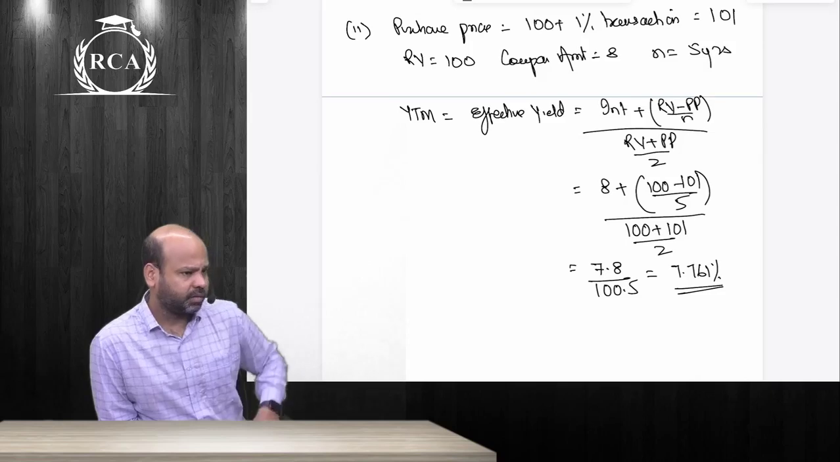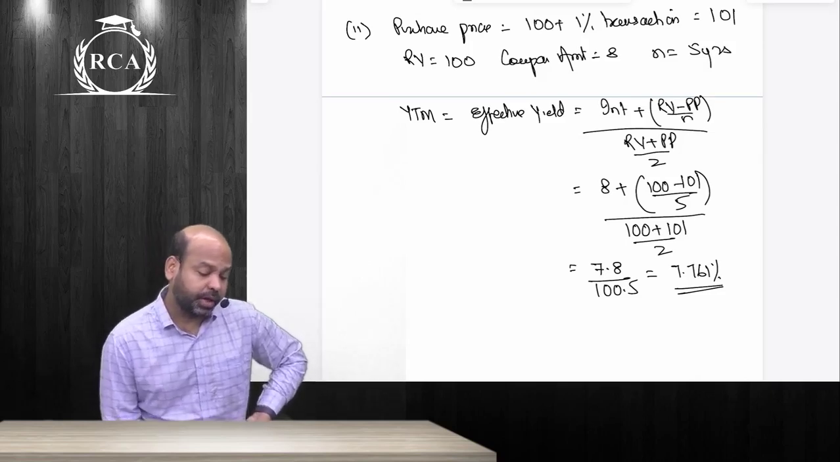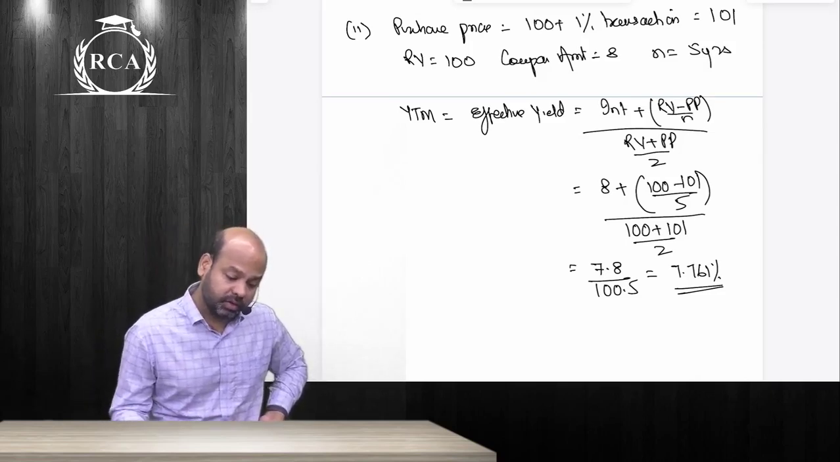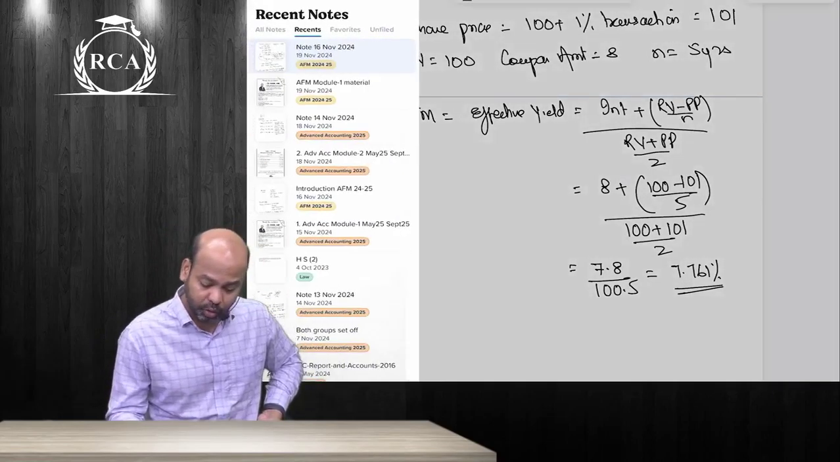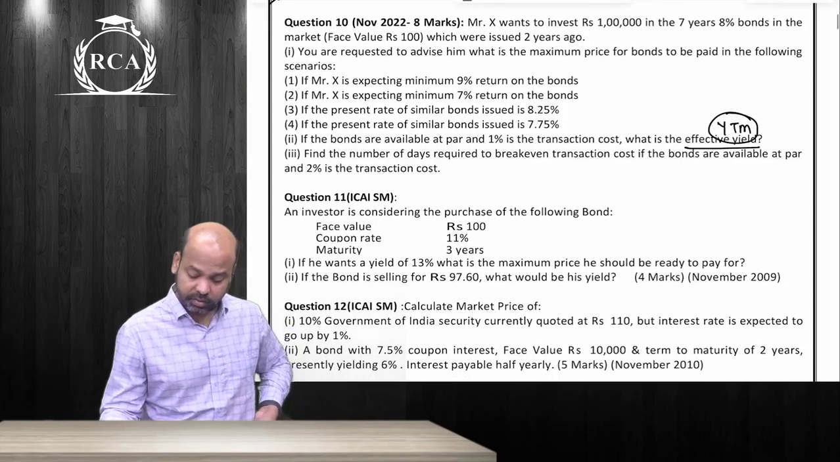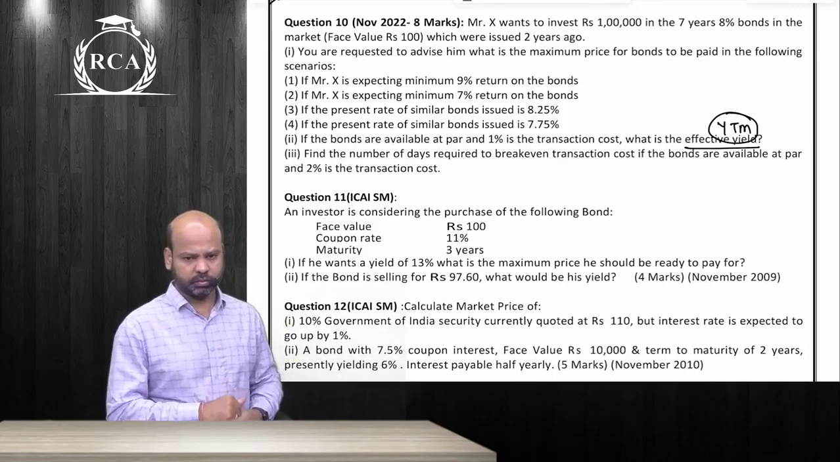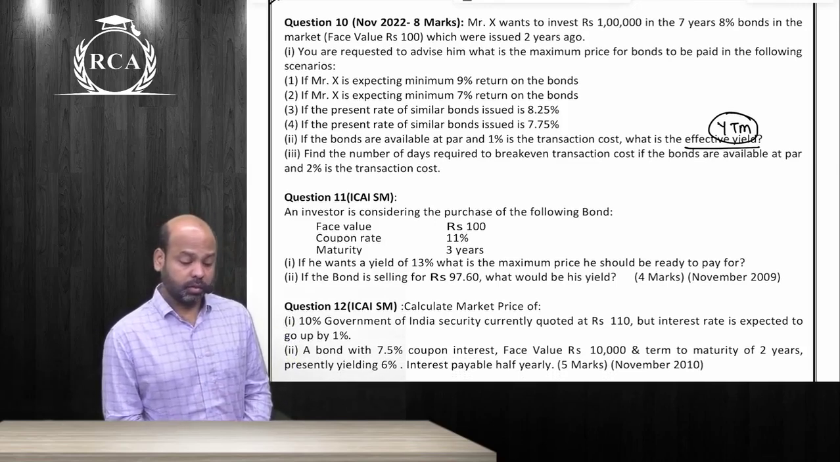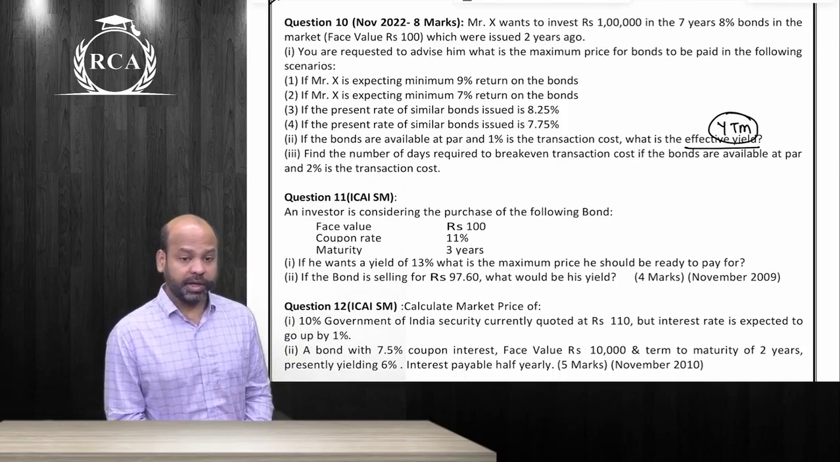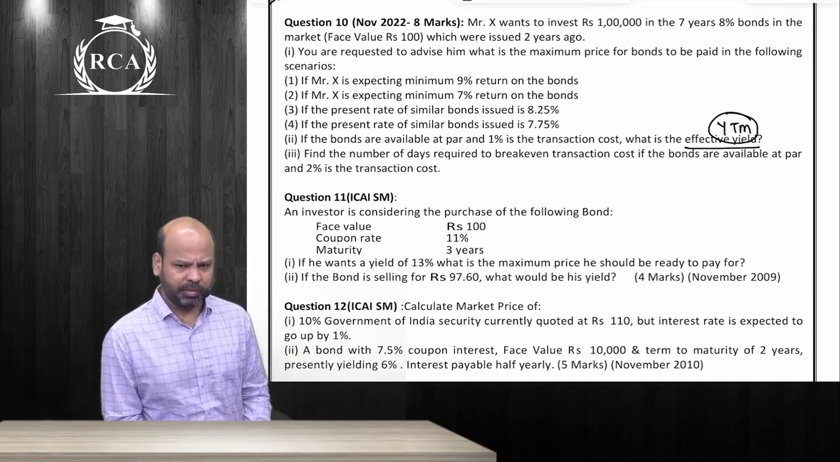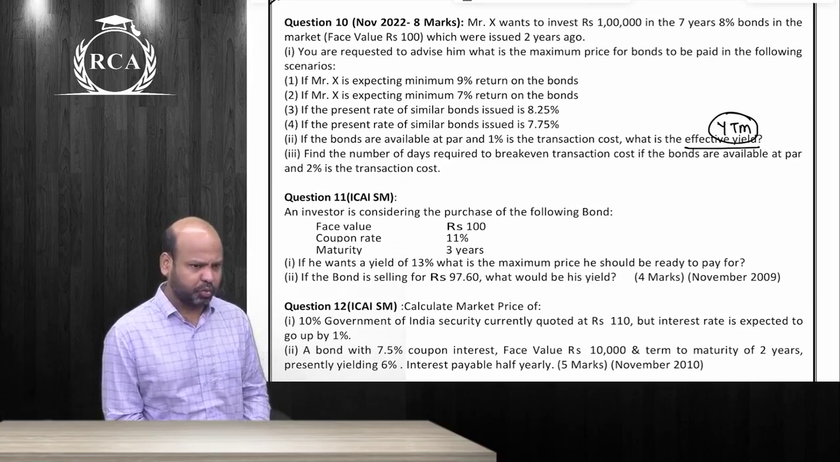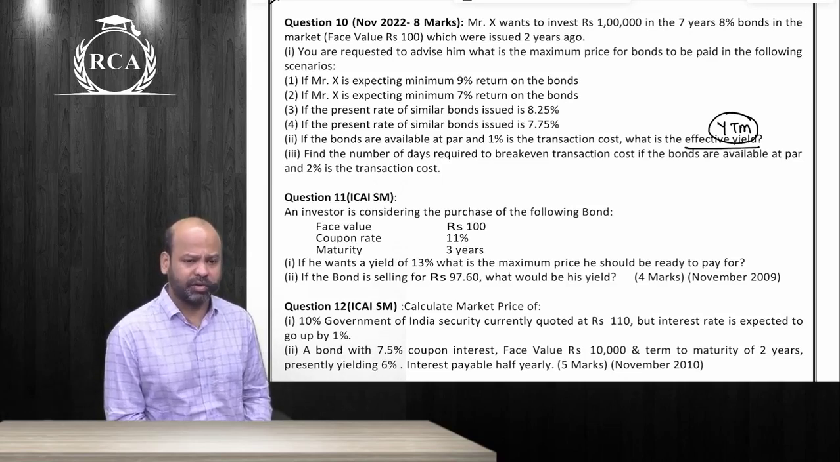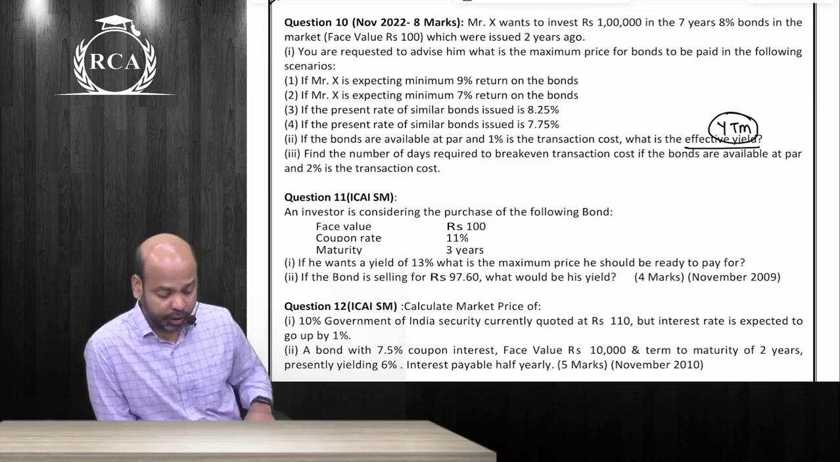Last question. Find the number of days required to break even transaction cost if the bonds are available at par and 2% is the transaction cost. Bonds are trading at par value, that is 100 rupees. You will be incurring a transaction cost of 2%, that is 2 rupees. You will have to find out in how many days you are going to break even.